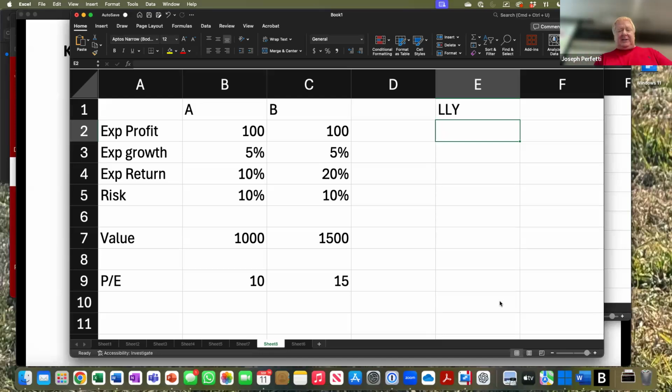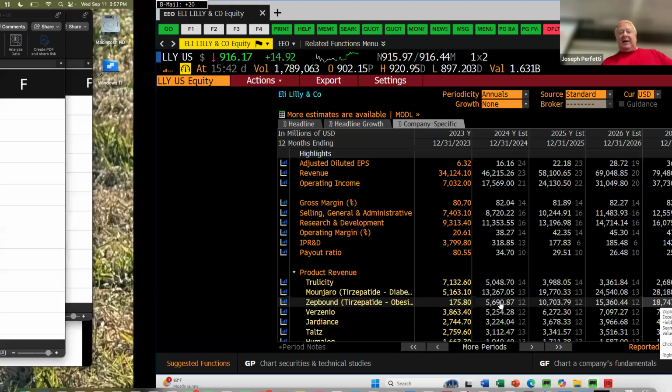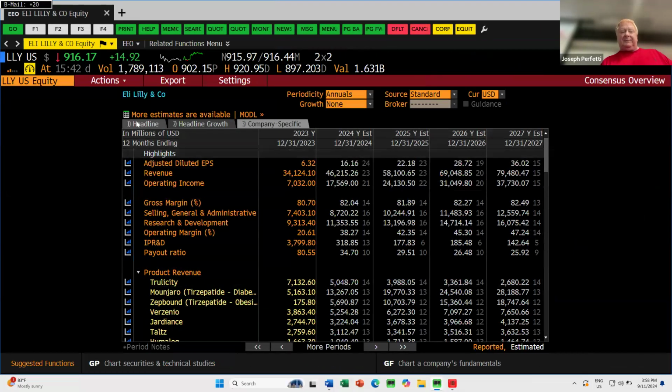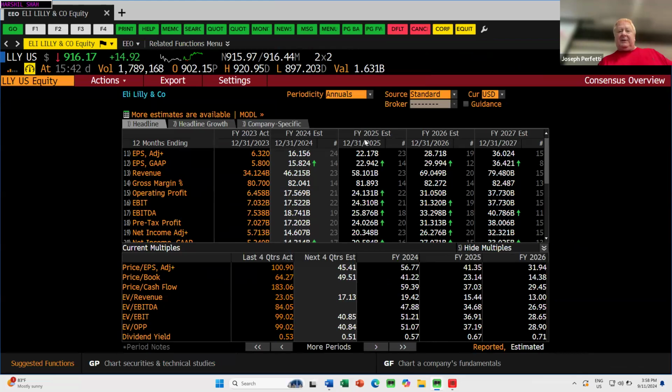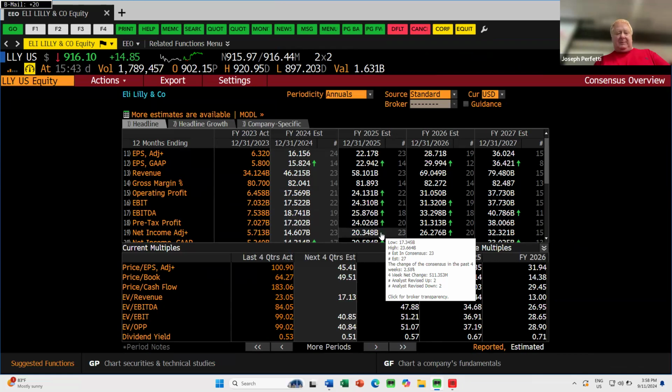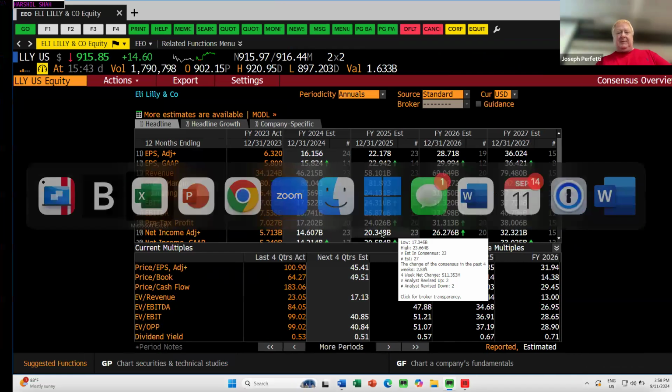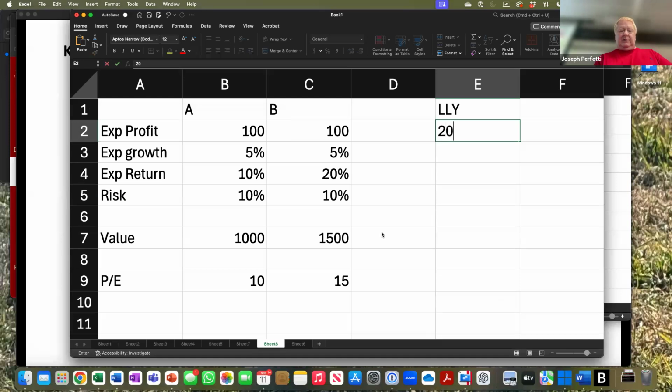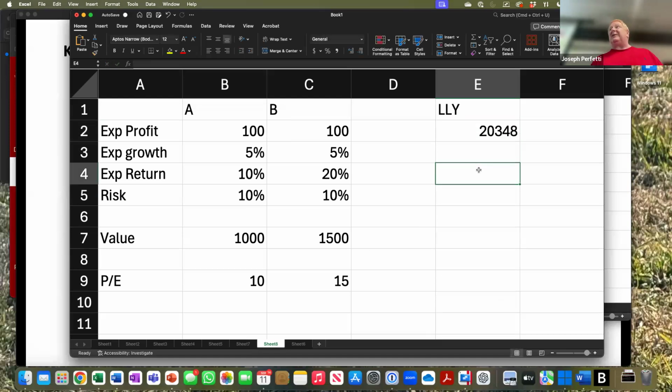So next year, Lilly's net income in 2025 is expected to be $20,348,000,000. 20,348. Now, return on invested capital, because I'm dealing with net income, becomes return on equity, because it's the return to the shareholders. Net income is just shareholder money. Again, we'll talk more about why we're doing this later, but same process.